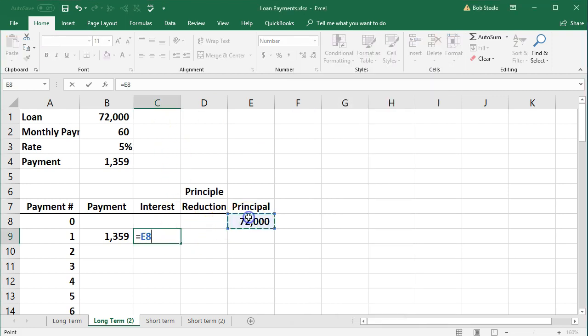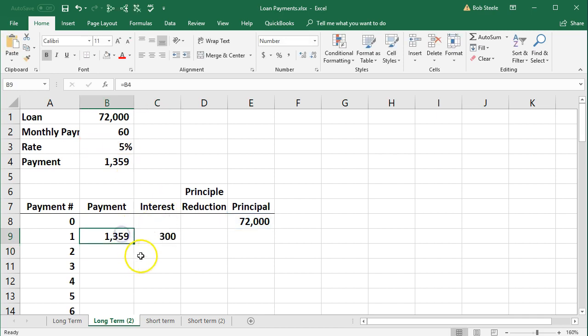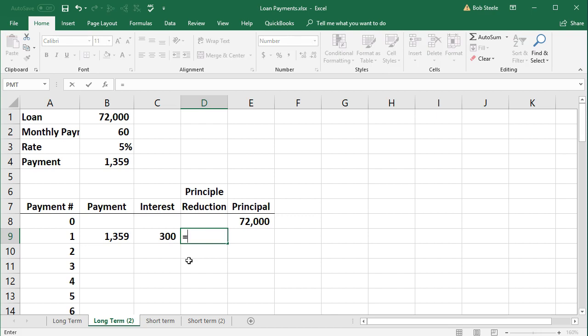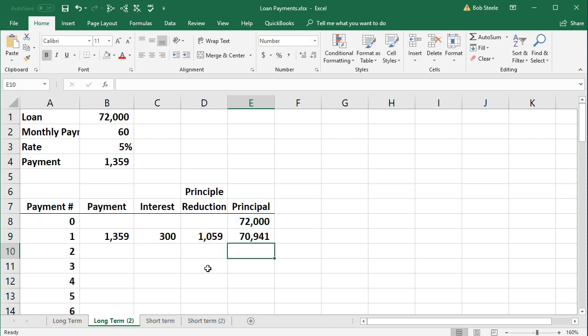So I'm going to do that same calculation here with Excel. It's going to be equal to this number times 5% divided by 12 months. So that's how much of this principal is interest, and therefore, that's how much of this payment is interest. So the reduction in principal is the difference, meaning this number is the full payment minus this interest, the difference being how much is going to be reducing principal. So the principal amount is going to go from 72,000 down, not by the full payment, but by this number, the reduction in principal.